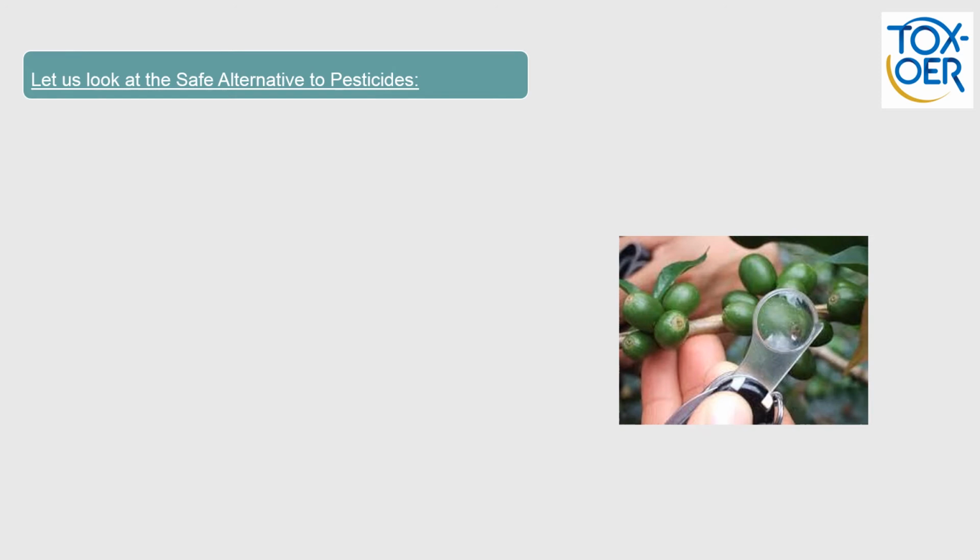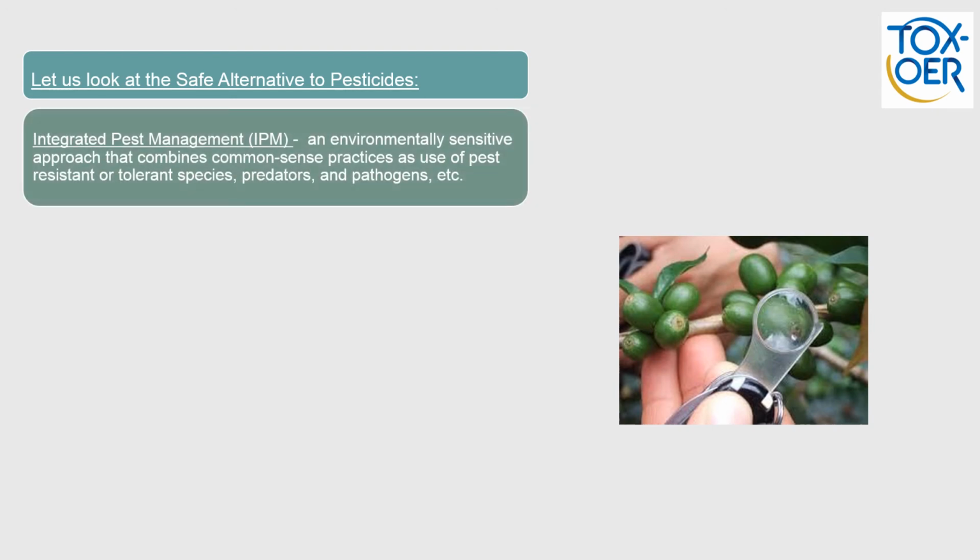So let us look at the safe alternatives to pesticides. Integrated Pest Management, or IPM. This is an environmentally sensitive approach that combines common sense practices such as the use of pest-resistant or tolerant species, predators, and pathogens.